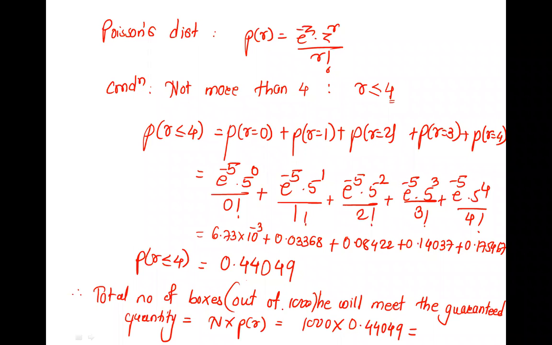And then the total number of boxes is 1000. He will meet the guaranteed quantity. The probability of that guaranteed quantity is this. If we multiply by 1000, you will get the answer. If you multiply by 1000, it will just shift 3 digits, so 440.49. But as frequency, you should round it, and you can either write 440 or 441. So there are such 440 boxes.